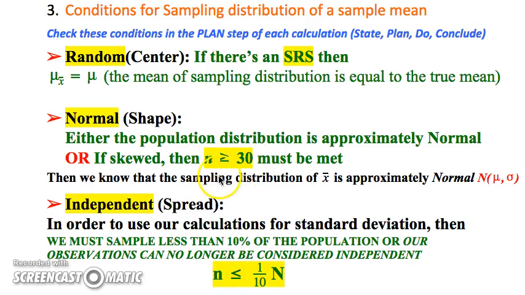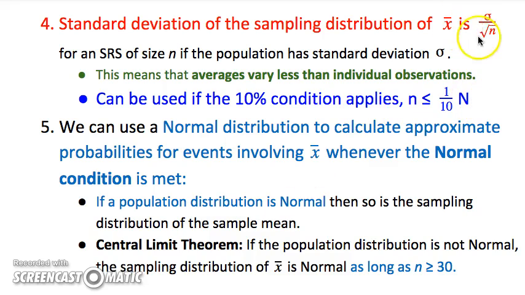The normal condition is different because we don't have a proportion here. So this is one to review because students get confused between n is greater than or equal to 30. Remember, that is just for sample means, not sample proportions. Once the independent condition is met, we can use this formula for standard deviation. The population standard deviation divided by the square root of the sample size.